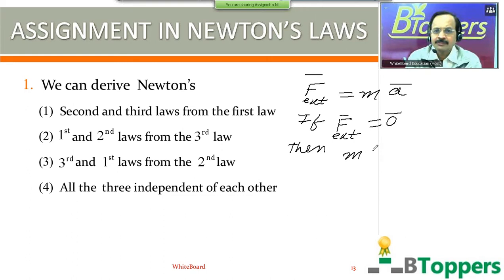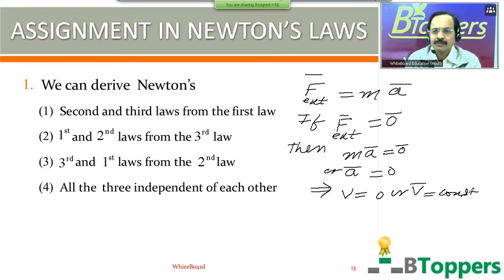Then m into a vector equals 0, but the mass of the body cannot be 0, so acceleration is 0. So the acceleration of the body will be 0 when the velocity of the body is either 0 or constant. That means if the resultant of all the external forces acting on the body is 0, then the velocity will be either 0 or constant.